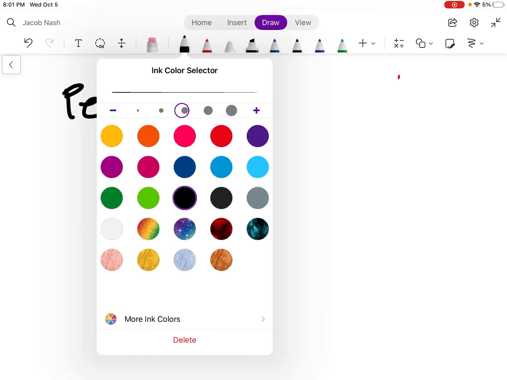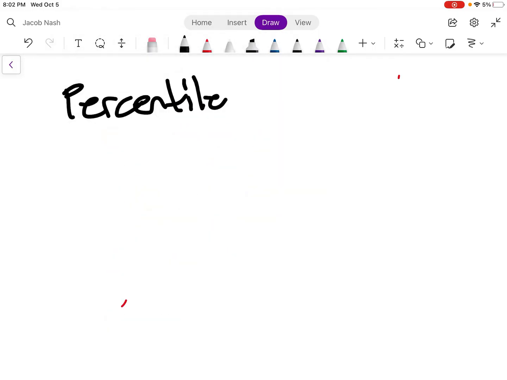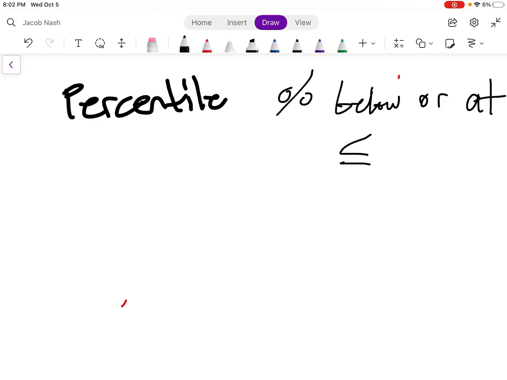All right, so now we're going to talk about percentile. Percentile. That is percent below or at. Below or at. So that really means this. Less than or equal to. That's what a percentile means. And what's the point? Well, you might be asked, find a percent at or below.